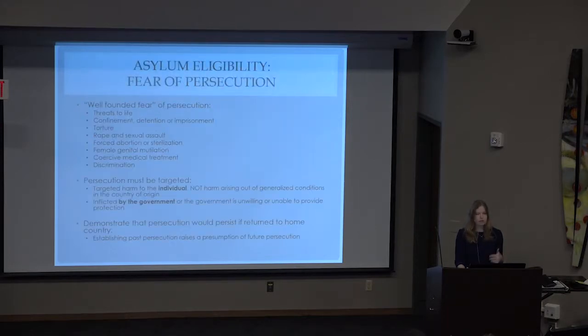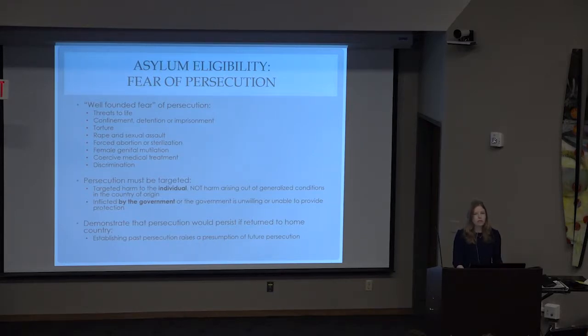And then if we break down that definition a little further, individuals have to demonstrate a well-founded fear of persecution in their home countries. So persecution is defined quite broadly. This can include threats to life, confinement, detention, or imprisonment, torture, rape or sexual assault, forced abortion or sterilization, female genital mutilation, coercive medical treatment, or severe discrimination. And the key here is that to be eligible for asylum, the persecution has to be targeted to the individual. So this is not generalized harm that comes out of civil strife or the insecurities of war. This is persecution that is targeted specifically to the individual.